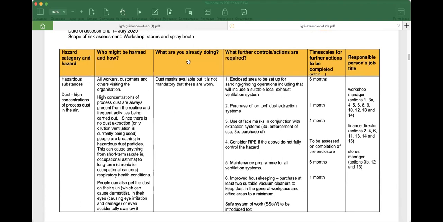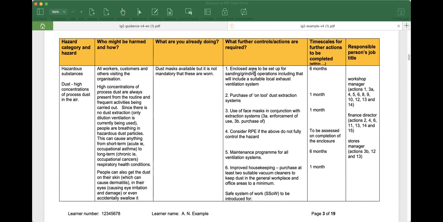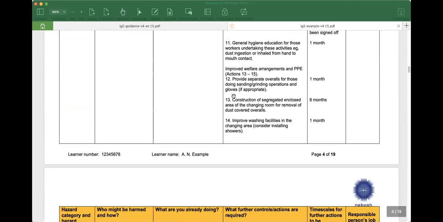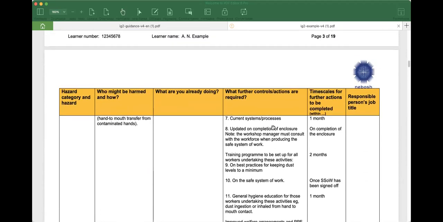Now, what are you already doing and what further control actions are required? This is very technical. Just focus on this very well so that you can understand. As you can see, there is only one control available in the "what are you already doing" column. But in further control, you can see there are 14 control measures available. Okay.